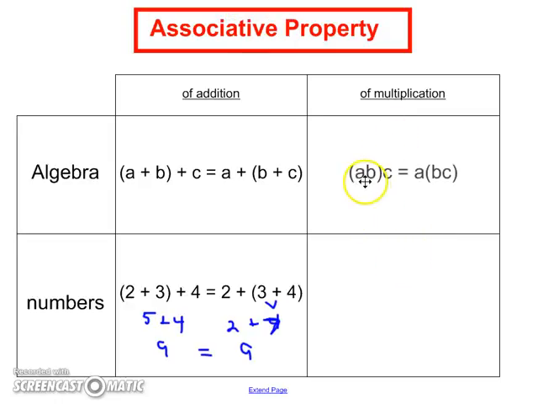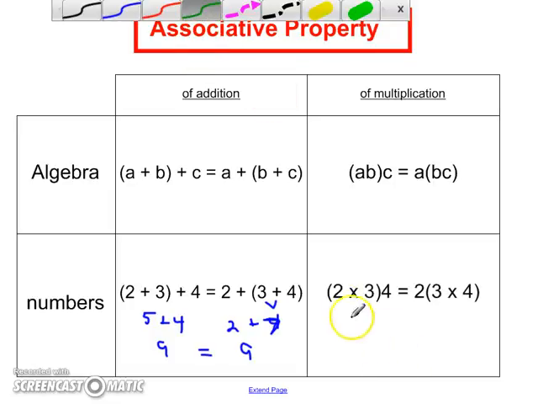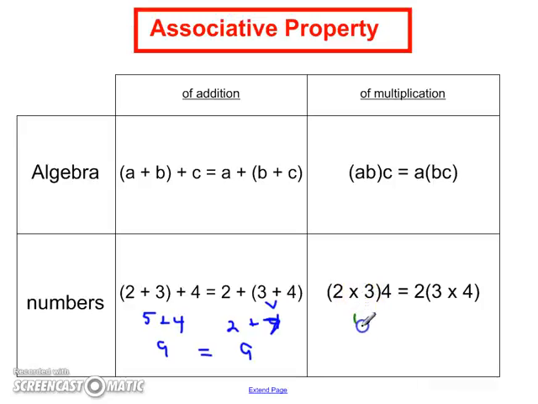And for multiplication, A times B, then times C in the first side. Or you can go B times C, then times A in the second side. So in this case, 2 times 3, I went back to using the x. 2 times 3 is 6, times 4 is 24 this way. In this case, 3 times 4 is 12, and then times 2 is 24. You'll notice they both work out to being 24.